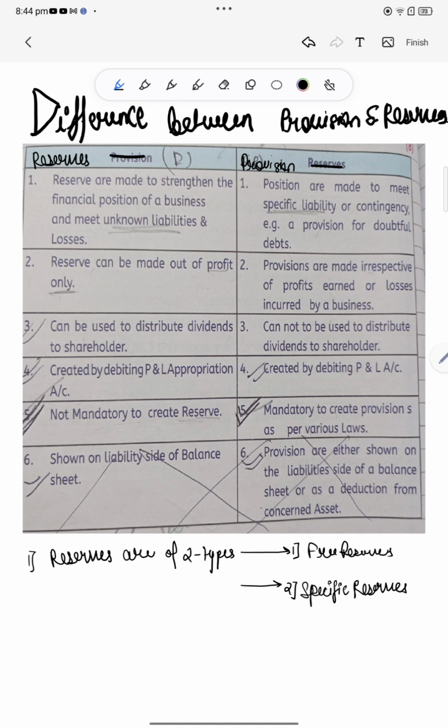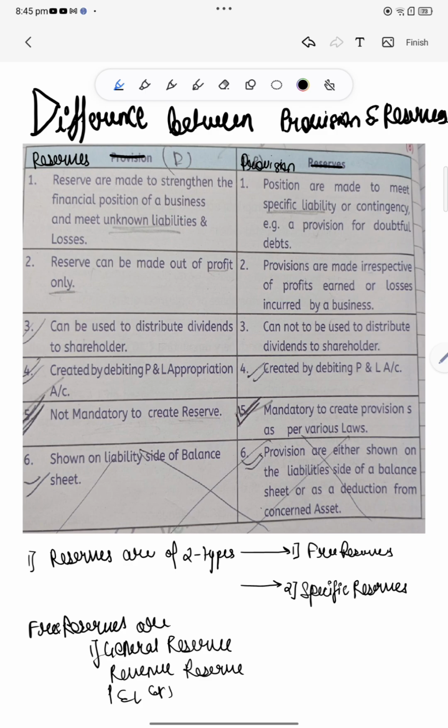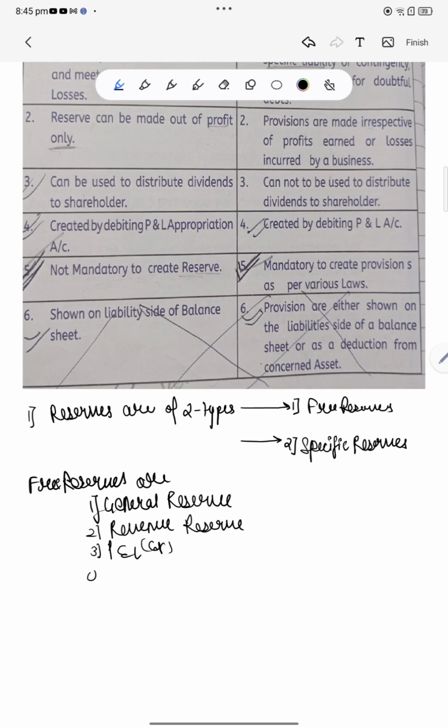Okay, so reserves are of two types: free reserves and specific reserves. Examples of free reserves are general reserve, revenue reserve, P&L credit, dividend equalization reserve.